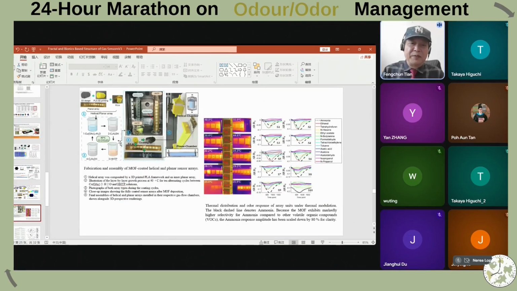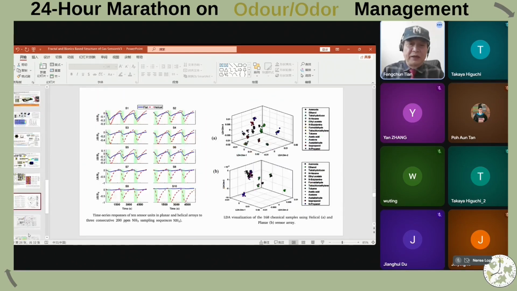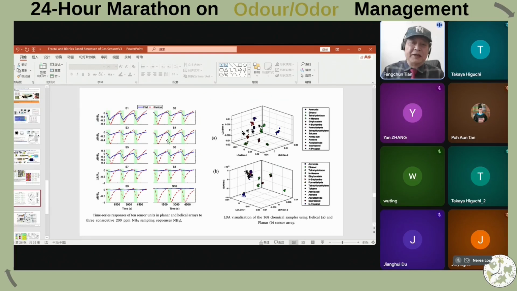And here is the fabrication process. This is the modulation of the temperature of the gas sensor. And these are the test results. Both include the waveform and also the classification results. And we also found that the results are much better than the traditional geometry one.